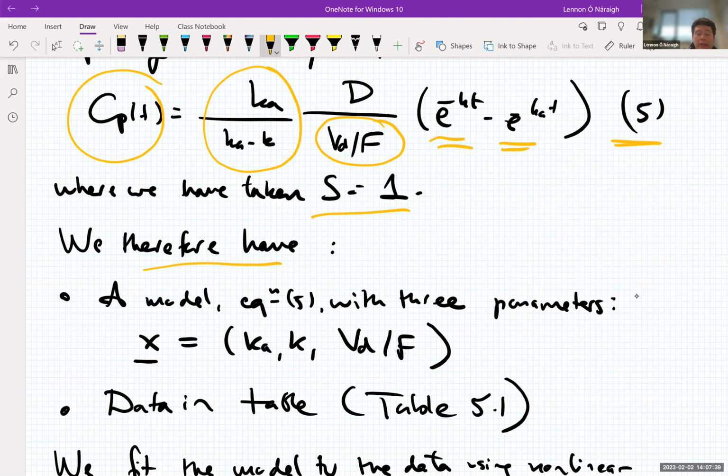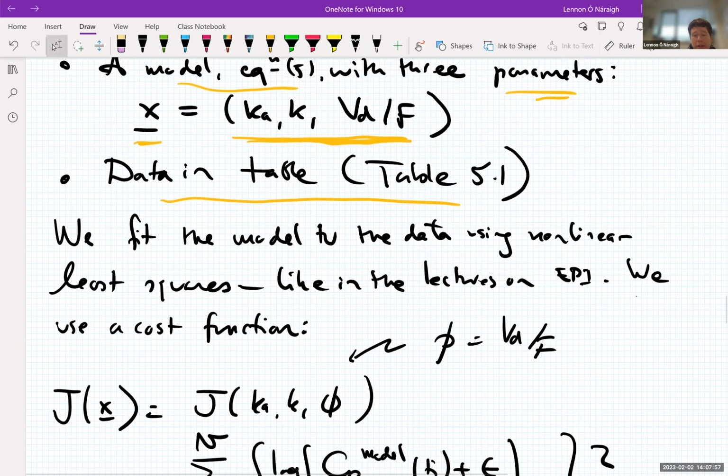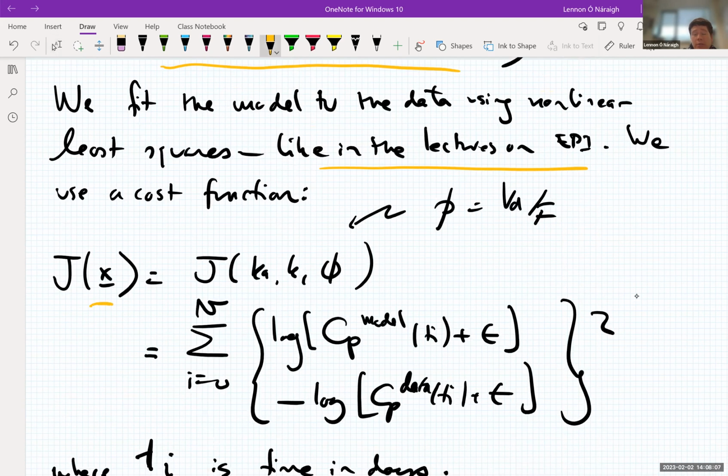What we have is the model, equation 5, and it has 3 parameters. I bundle them together like a vector, x. The 3 parameters are Ka, K, and the group VD over F. We also have the data in the table in 5.1. So I fit the model to the data using nonlinear least squares, just like what I did in the lectures on epidemiology. I introduce a cost function J, which depends on the vector of parameters x, and the parameters are Ka, K, and phi, phi being the group VD over F.